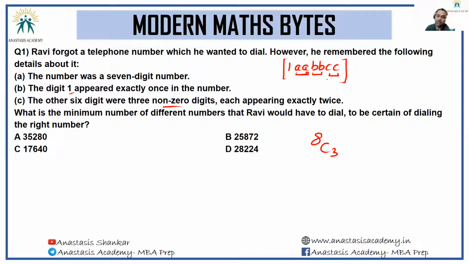We follow it up by, now these 7 digits that are identified. These 7 items, in how many ways can they be rearranged? They can be rearranged in 7 factorial by 2 factorial, 2 factorial, 2 factorial ways, on account of A being repeated, B being repeated, and C being repeated. Now 8C3 is 8 into 7 into 6 divided by 6. So 56 into 7 factorial.